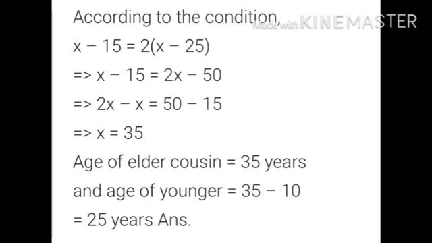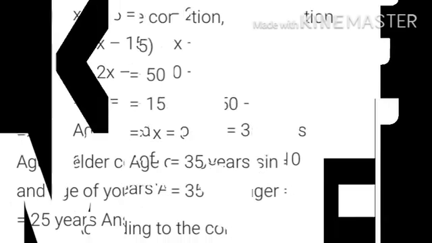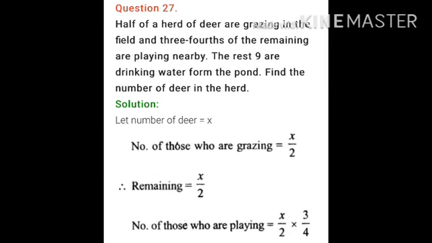So the elder cousin's age is 35 years and the younger one is 35 minus 10, which is equal to 25 years. Now the last question of exercise 8.2. Half of a herd of deer are grazing in the field and 3/4 of the remaining are playing nearby. The rest, 9, are drinking water from the pond. Find the number of deer in the herd. Means you have to find the total number of deer in the herd.